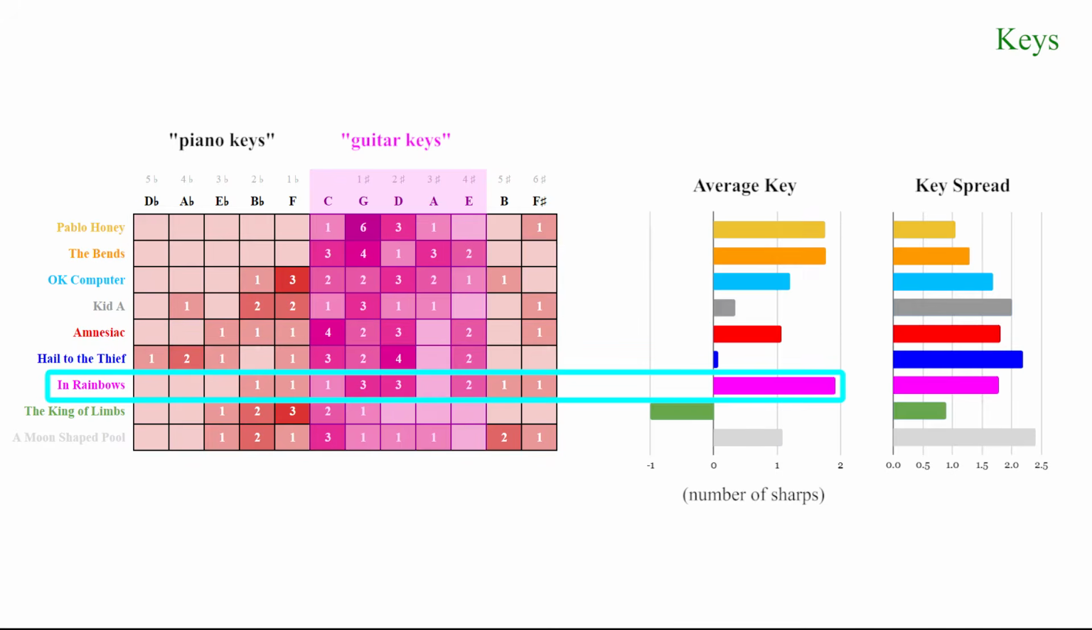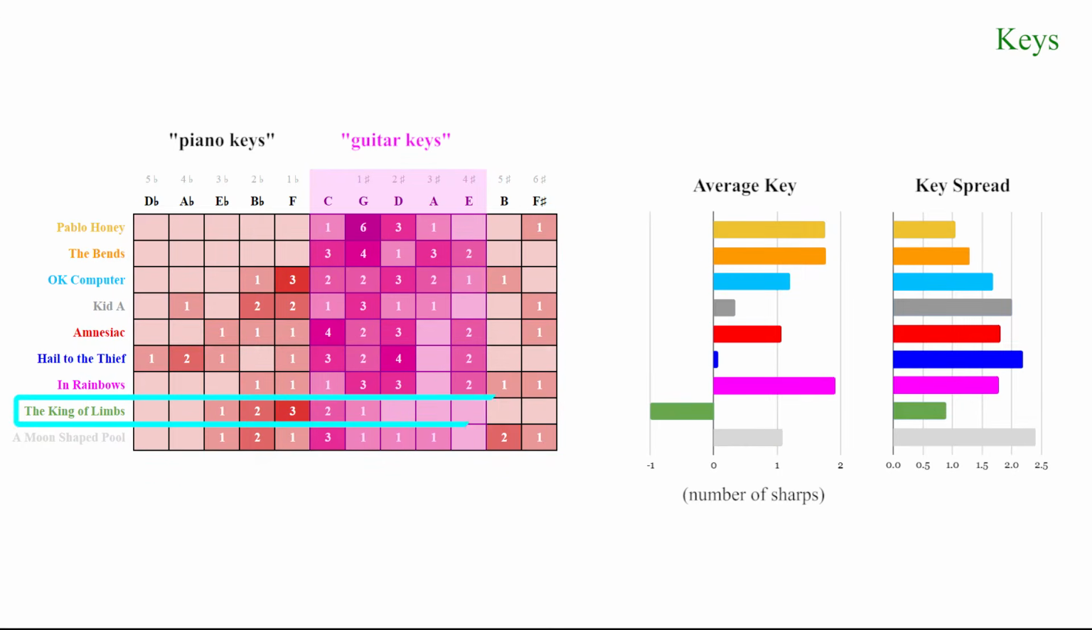This coincides with Radiohead's return to less experimental pop songs for this album, songs in which guitar plays a somewhat greater role. But then, on The King of Limbs, we see the lowest average number of sharps, -1, or rather 1 flat. It's the only album to have an average key with flats instead of sharps, as well as the album with the lowest spread. This average key makes sense for a more electronic album, where guitar plays a less important role.